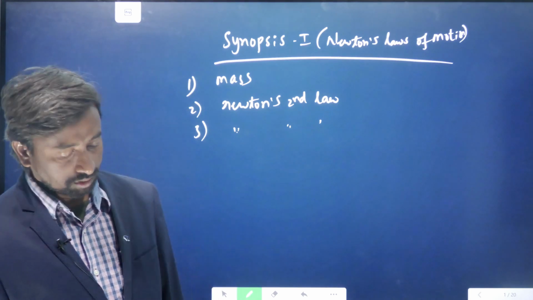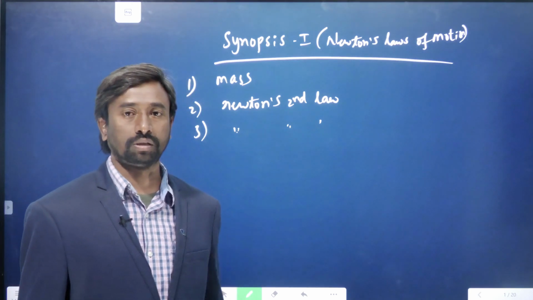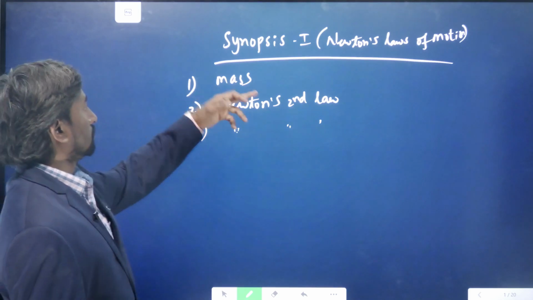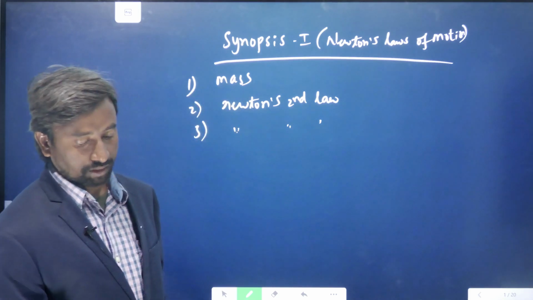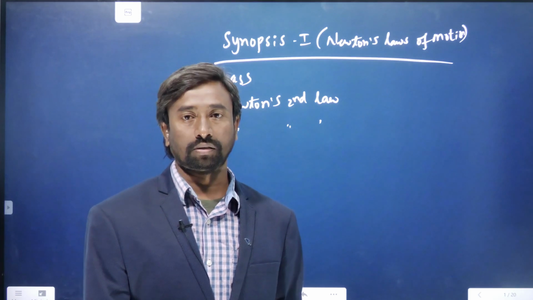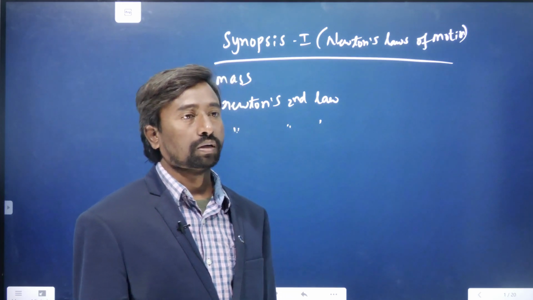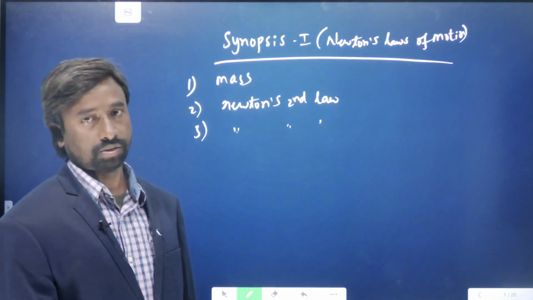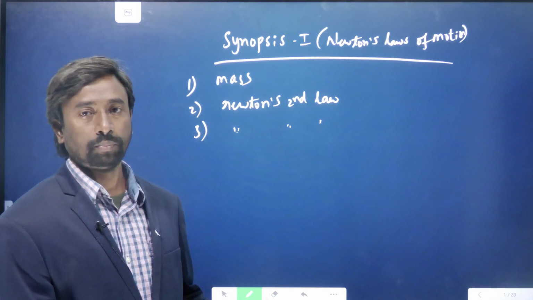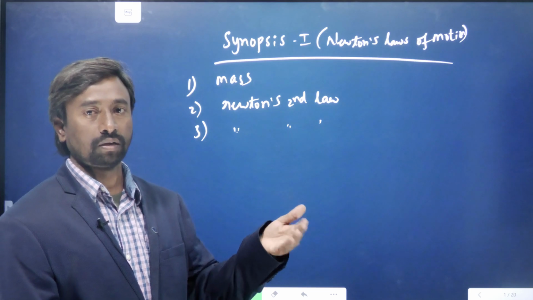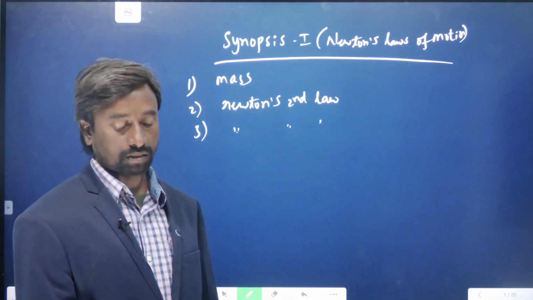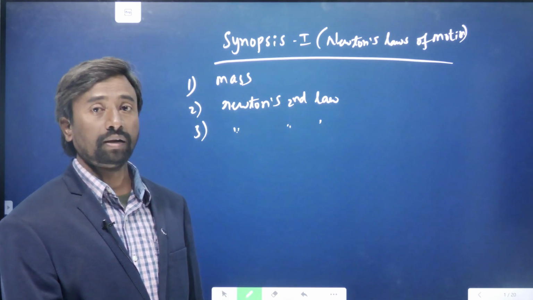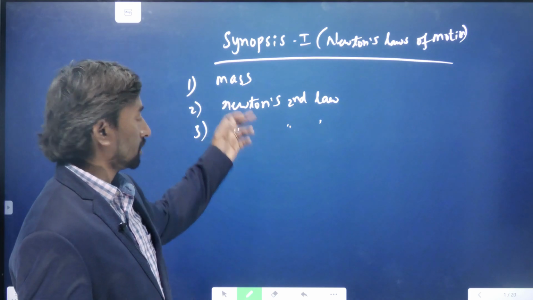So you will see here the first question in concept based questions. Synopsis one, first question: inertia of a body directly depends on what? We discussed it in the last class. Mass is the measure of inertia. Inertia can be measured by the mass. If mass is greater, inertia will be greater. If mass is lesser, inertia will be lesser. So it depends on the mass of a body. The first answer is mass.